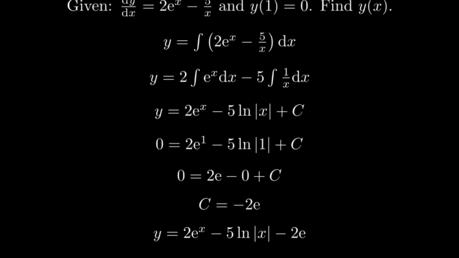Therefore, the expression for y in terms of x is 2 e to the x minus 5 times the natural log of the absolute value of x minus 2e.